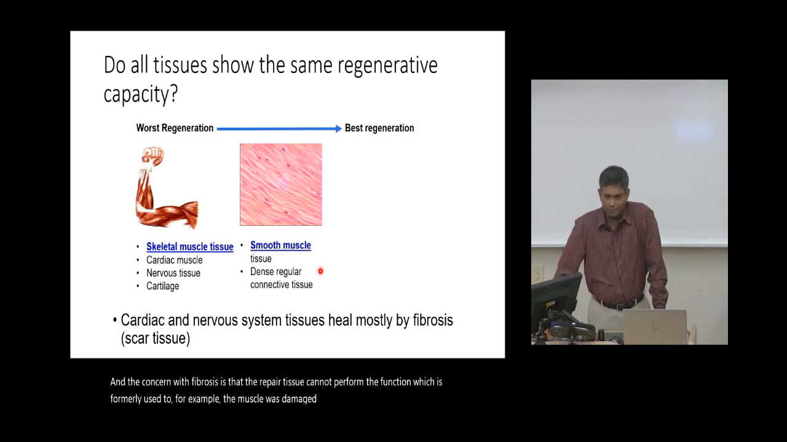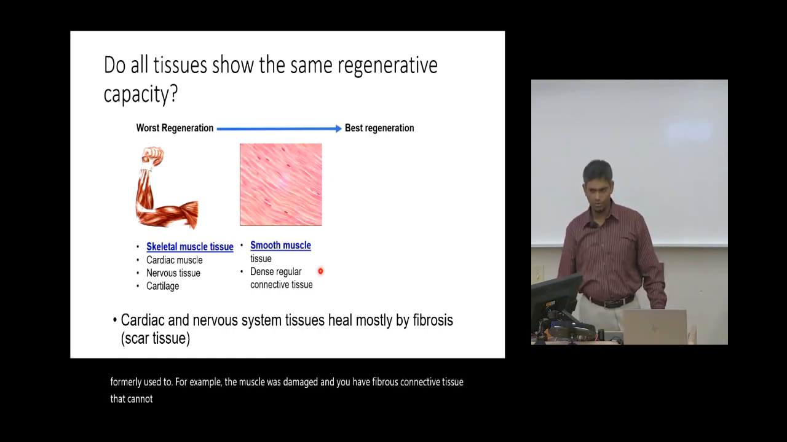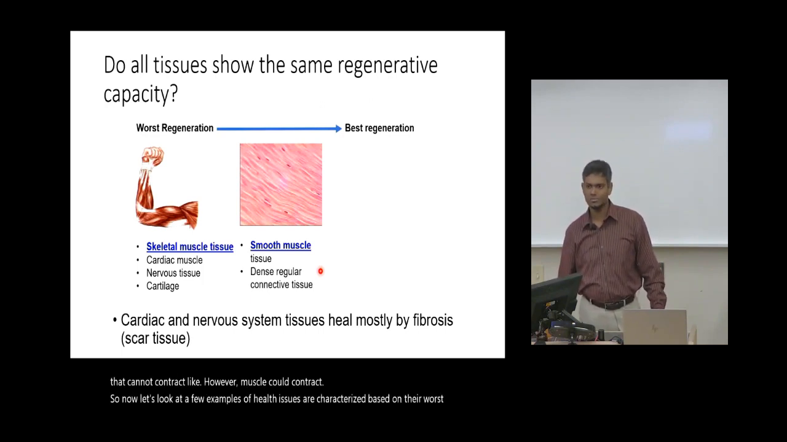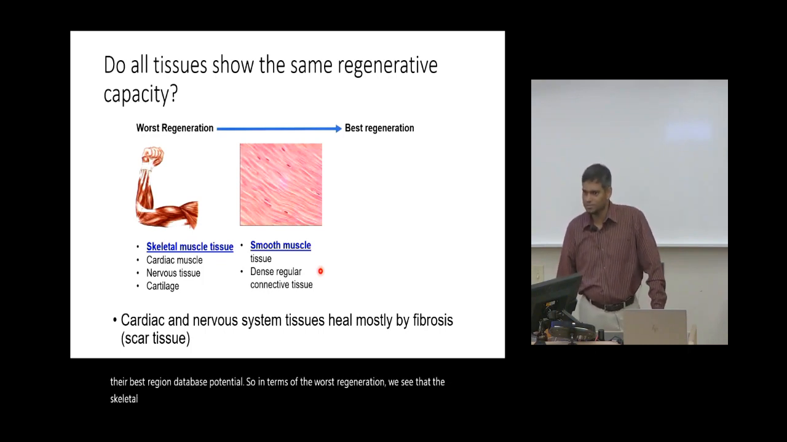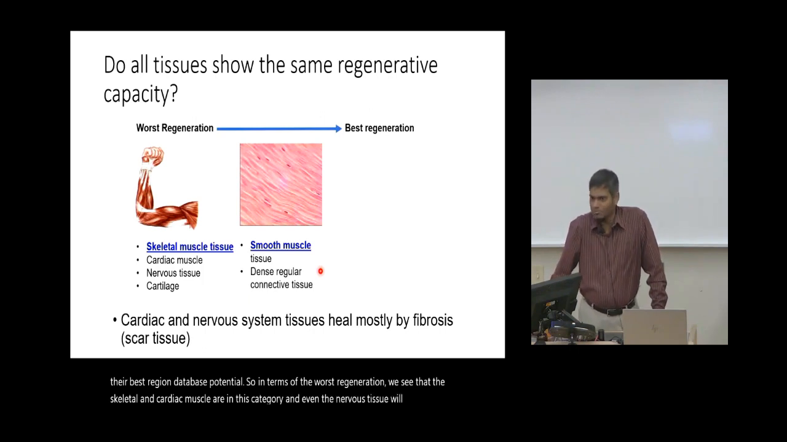And what is an example of dense regular connective tissue? Where would you find this? It would connect muscles and bones. So, what is that called? Connection between muscles and bones. Tendons, right? Bone and bone, ligaments.